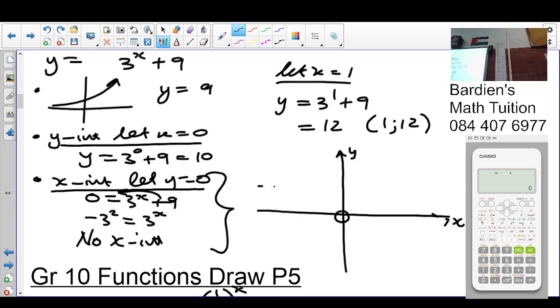Drawing our asymptote first, y is equal to 9. This is by approximation; I don't have to draw it right on top of the graph. So the graph is increasing. It has a y-intercept at 10. And if x is 1, y is 12. Coming close to the asymptote but doesn't touch, and there's the graph.